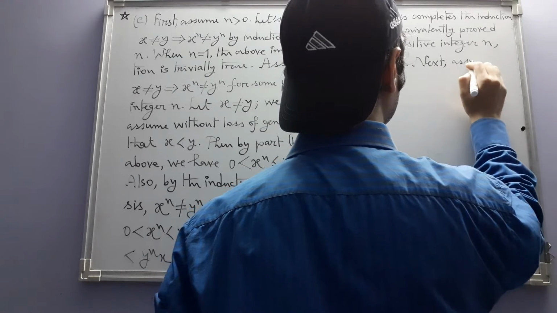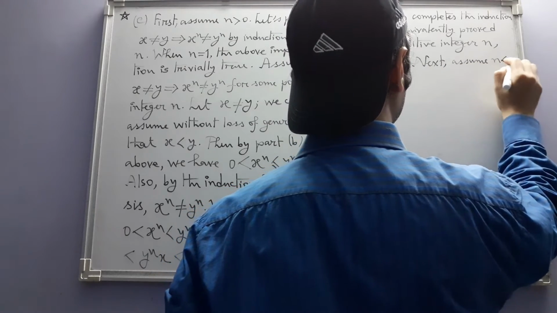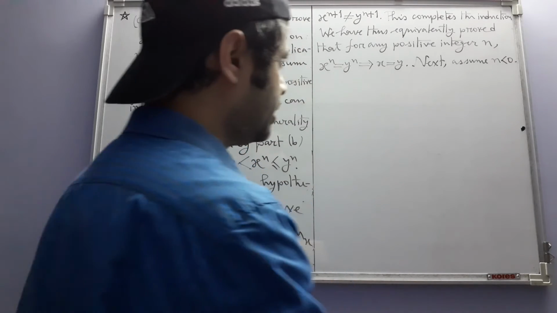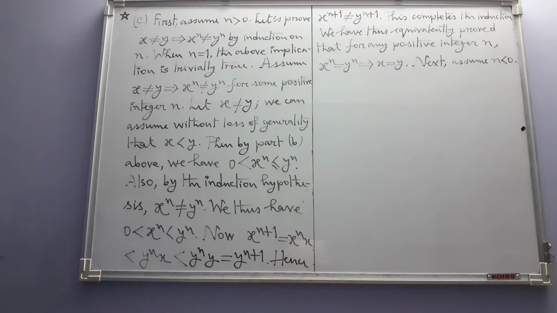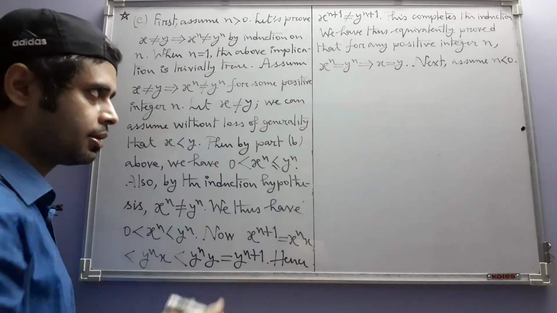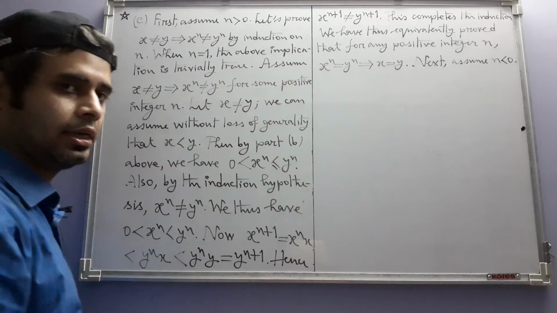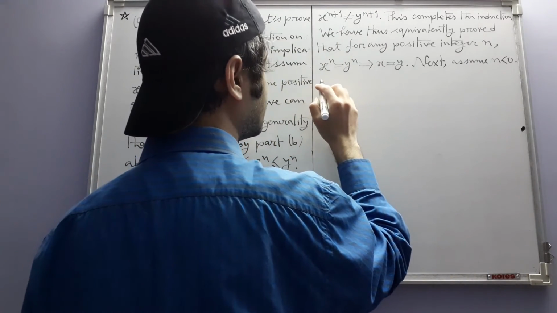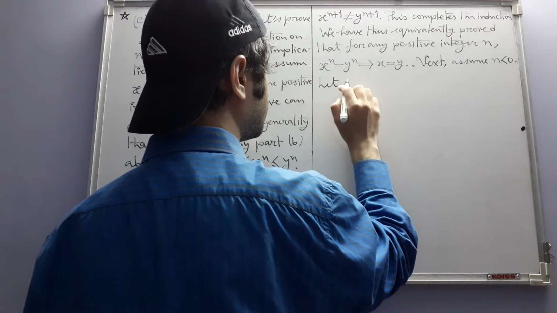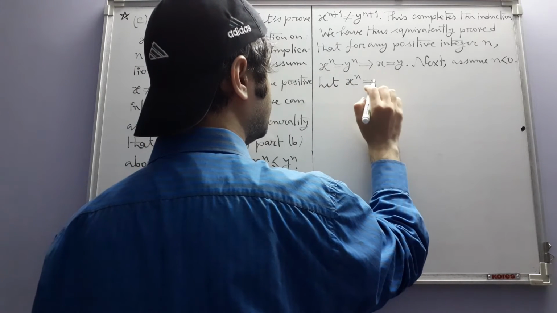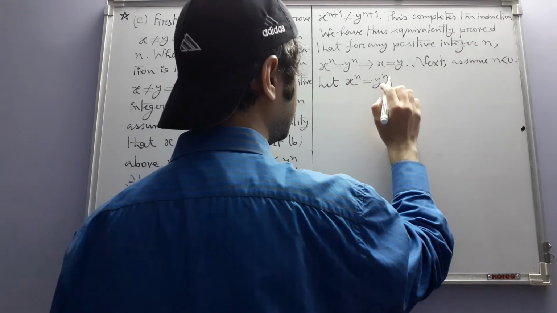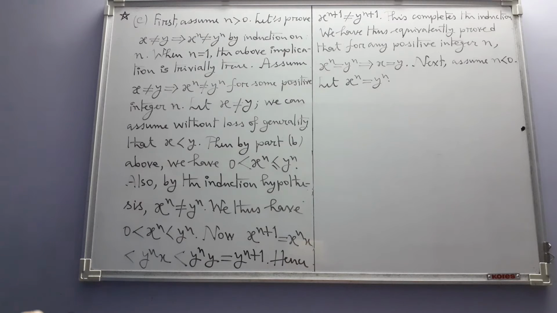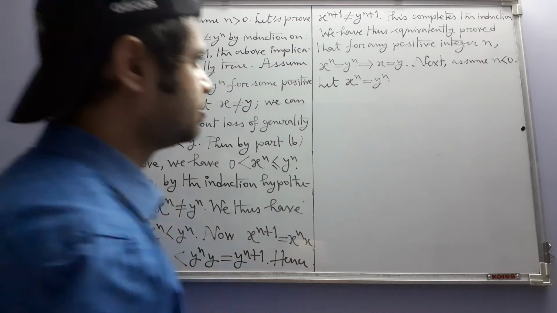Next, assume n to be less than 0. Here we don't have to consider the contrapositive. We can prove it directly using this case itself. Let x to the power n be equal to y to the power n. We need to prove that x is equal to y, but keeping in mind now that n is negative.